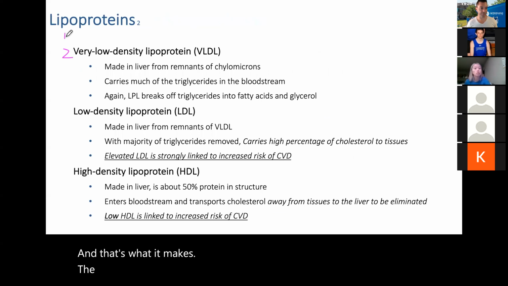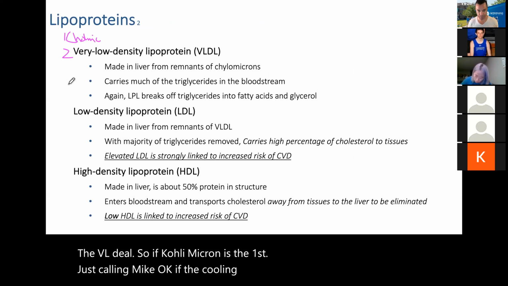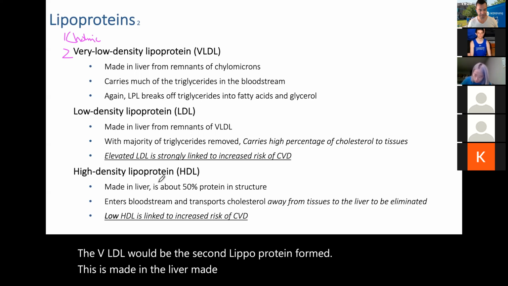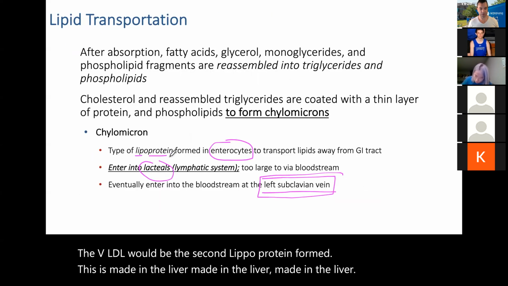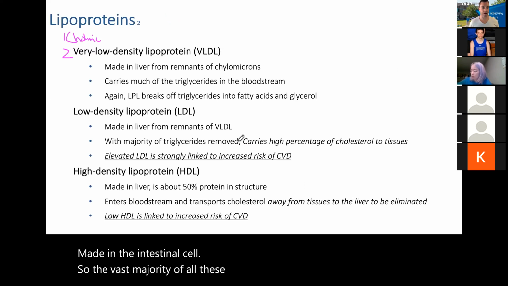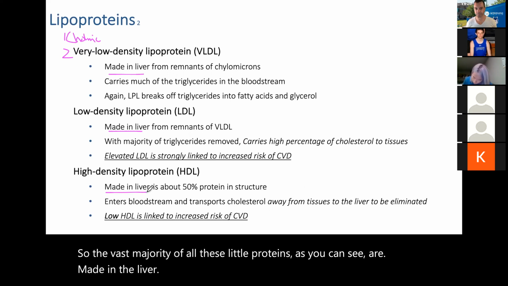So if chylomicron is the first, I'm just going to put chylomicron, okay? If the chylomicron is the first lipoprotein formed, the VLDL would be the second lipoprotein formed. Okay? This is made in the liver, made in the liver, made in the liver, made in the intestinal cell. So the vast majority of all these lipoproteins, as you can see, are made in the liver. The VLDL is made from the remnants of the chylomicron.